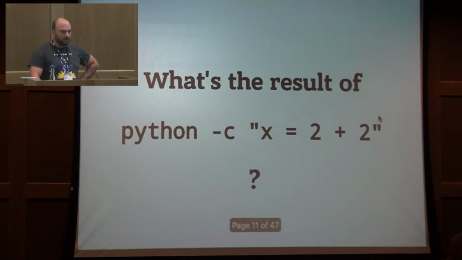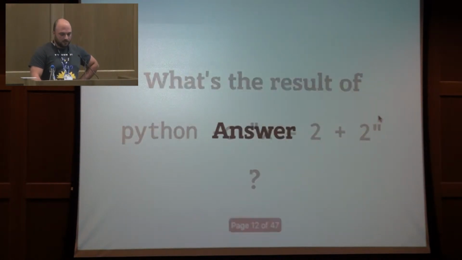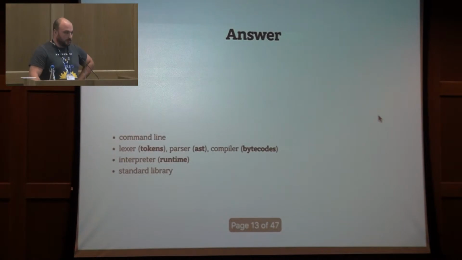So, I have one question. Firstly, what's the result of python -c with x equals 2? Who has the response? The response is just the command line, the Lexer with the tokens, the parser with the AST, the compiler with the bytecodes. Of course, the interpreter is the runtime and the standard library. This part will be shown in this talk.